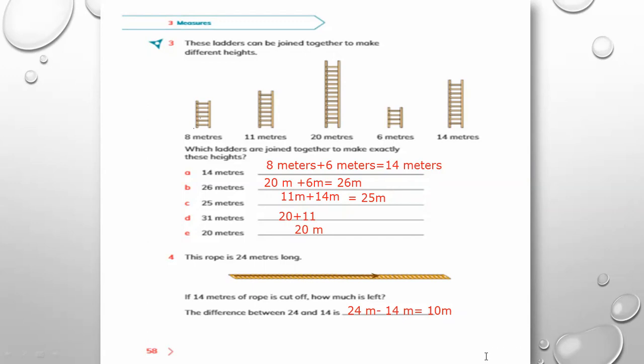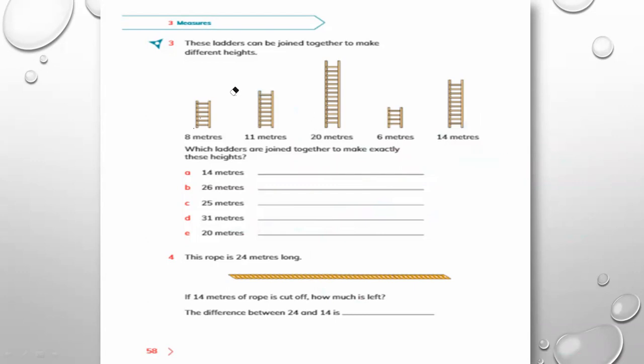So when there is a word difference, we are going to minus. When there is a word altogether, we are going to add the both numbers. So this was question number 3 and 4. It's super easy. Moving on to the next question.